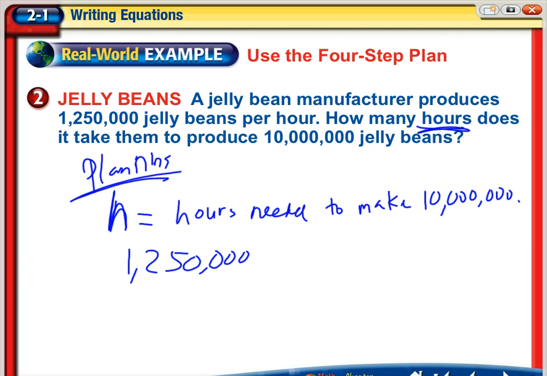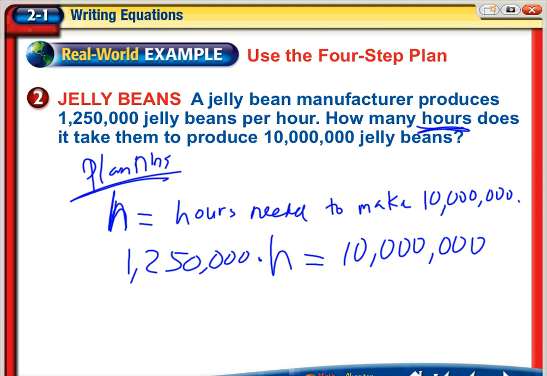What pattern do you see? 4 hours, 5 hours, 6 hours. What do you do each time to get the answer? Multiply. You add it incrementally, or is there a better way? What if I say 6 hours right away? You multiply. So isn't it true that whatever jelly beans you produce per hour here, if you multiply that by the number of hours, shouldn't that give you the total number of jelly beans at the end? And how many jelly beans am I trying to make here? 10 million.